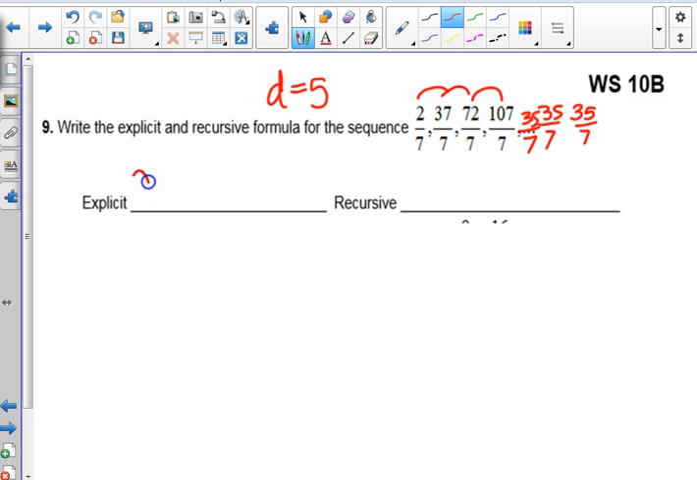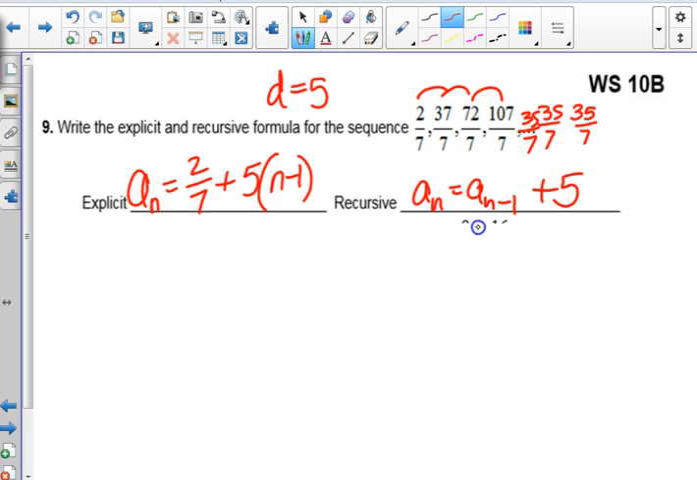So, what am I going to write here? A sub n equals 2/7 plus the difference times n minus 1. And I said you could leave it that way, right? You can simplify if you want, but if you simplify wrong, you're going to lose points. So I would just leave it just like that. Recursive, can anybody tell me that one? Better?